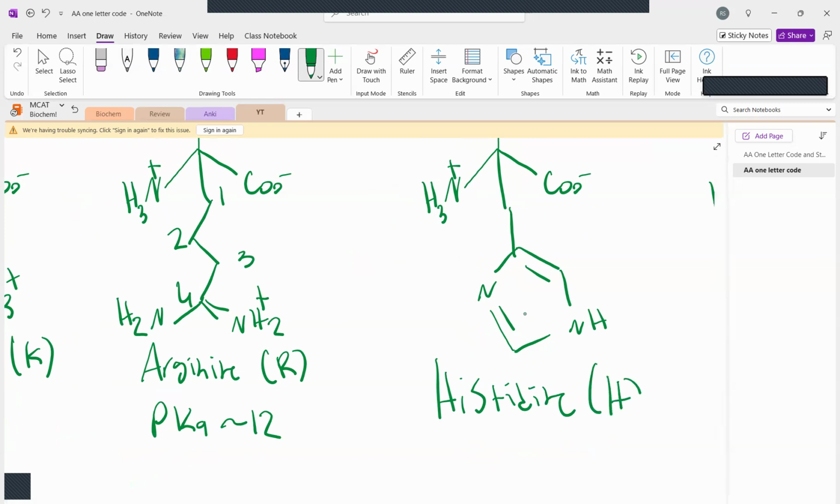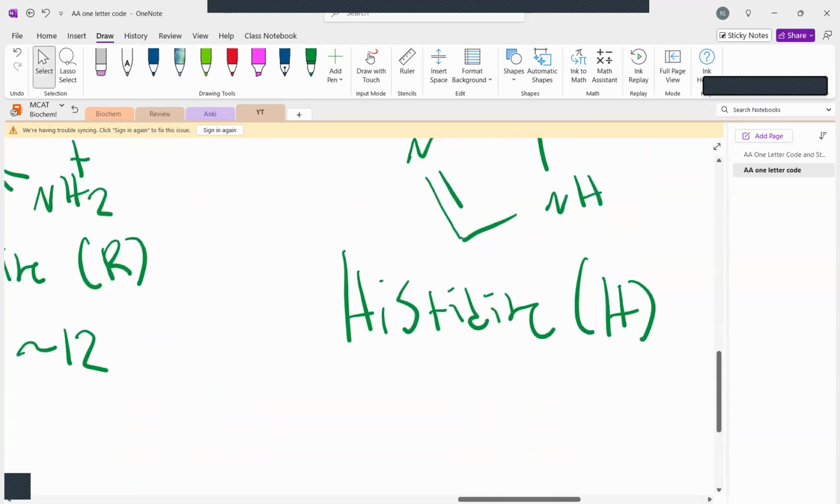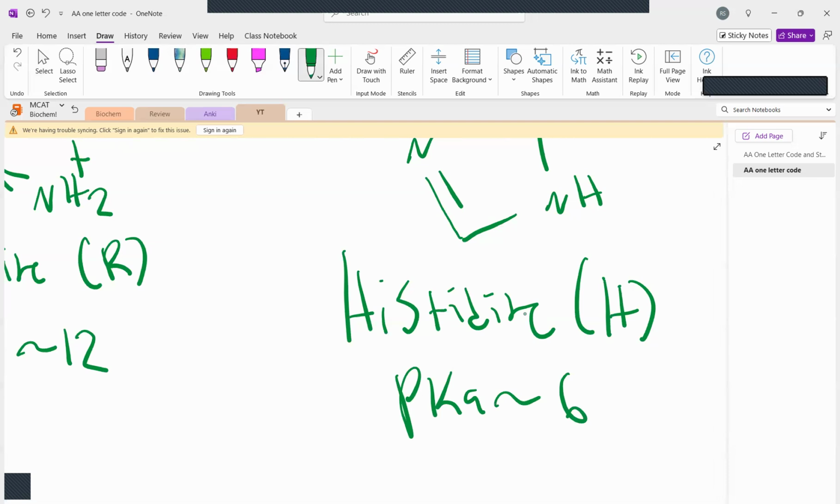And then histidine is super common, so you'll see it a lot in chemical reactions because it can take the hydrogen or give up the hydrogen. A lot of times proteins will want to have it if there's a chemical reaction going on. And histidine, as I keep on saying, its pKa is around 6.